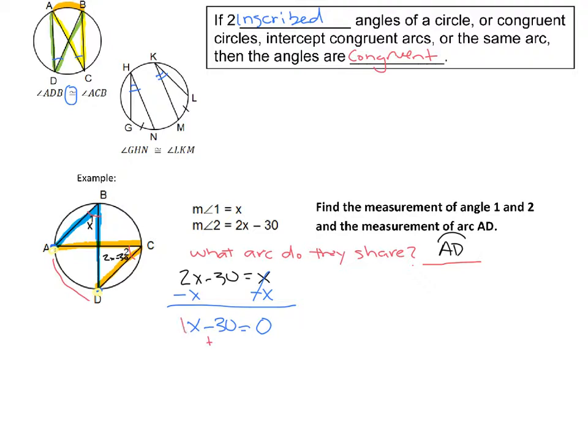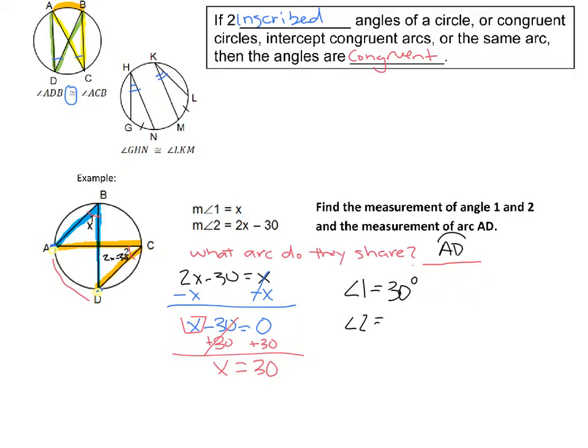Then I'm going to box my variable, do the opposite. So I'm going to add 30 to both sides. That cancels out. X equals 0 plus 30, which is 30. So x is 30, which coincidentally, x is the measurement of angle 1. So the measurement of angle 1 is 30 degrees.